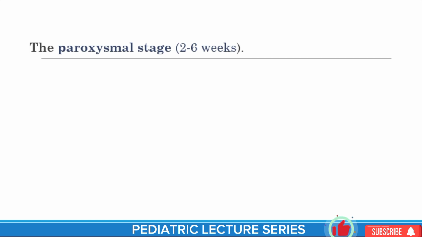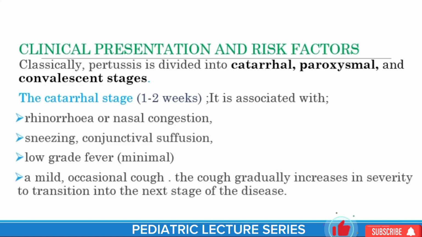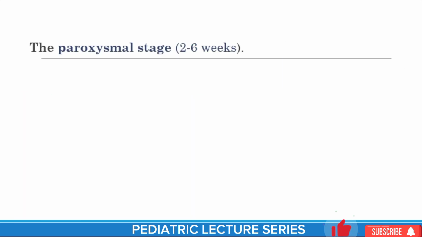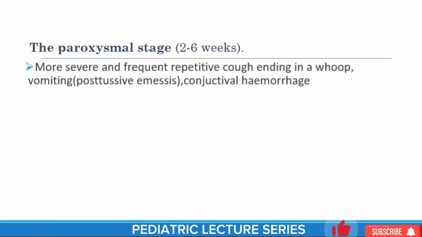Then, of course, you should also note that this happens after the incubation period of around 1 to 7 days. Then after you have onset of cough, you have this stage. The next stage is the paroxysmal stage, which takes 2 to 6 weeks. Here you have more severe and frequent repetitive cough ending in a whoop. Also, you have pertussive emesis or vomiting. So this person is having a severe cough, and at the end of that cough, they vomit.